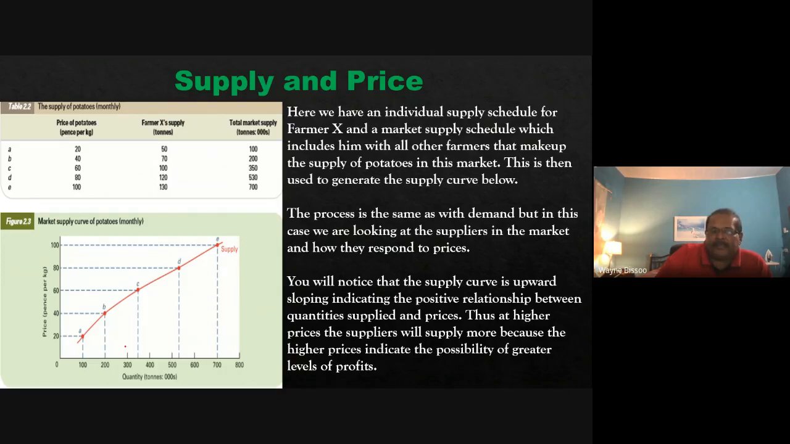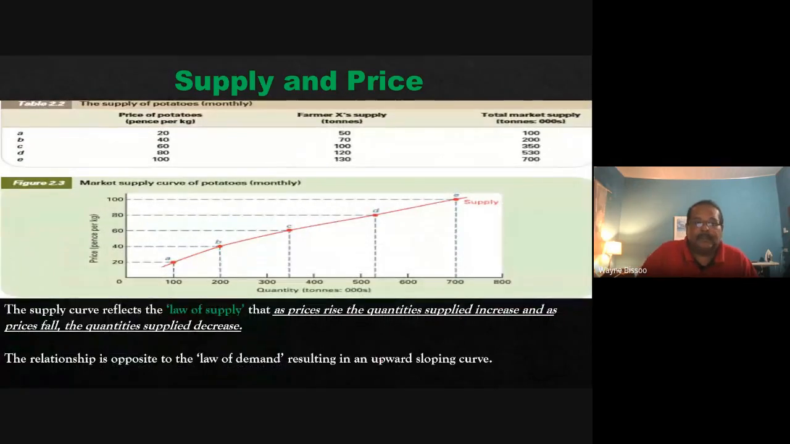Then you'll notice that this supply curve is upward sloping from left to right. You seeing that? That therefore shows us there's a positive relationship between the quantity supplied and price, which reflects the law of supply. Remember that? The law of supply states that as prices rise, quantity supplied increases, and as prices fall, quantity supplied decreases. So if prices go from 100 down to 40, what would we call a movement from here to here on the supply curve?